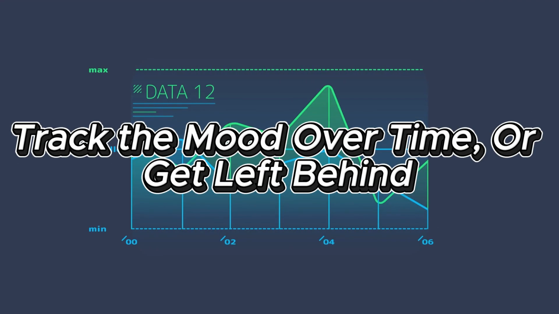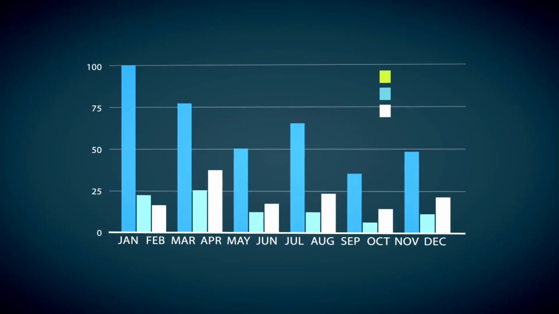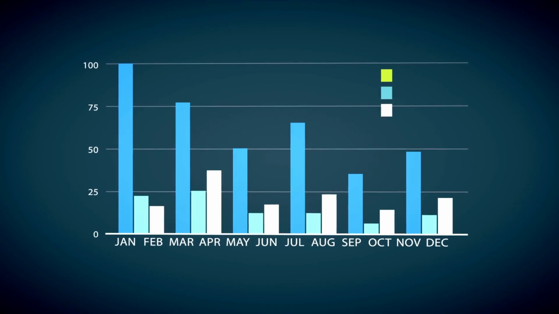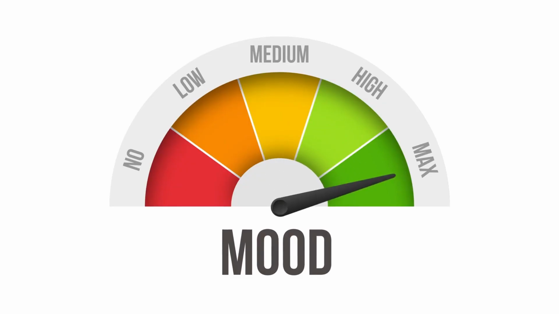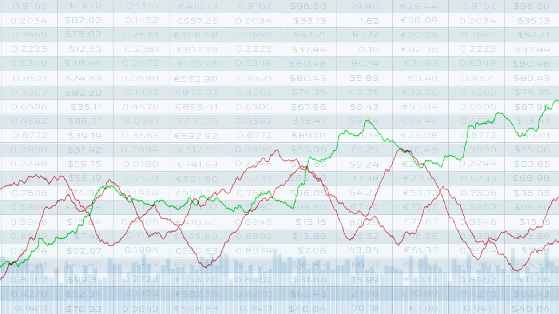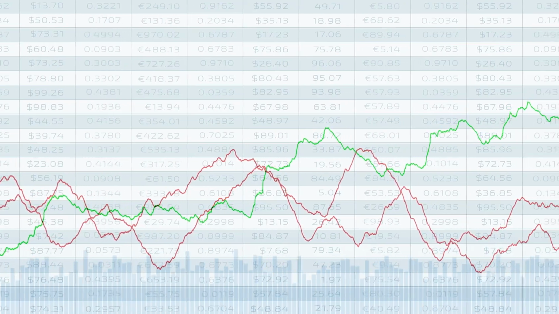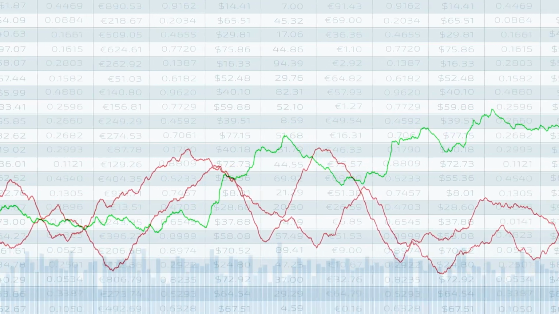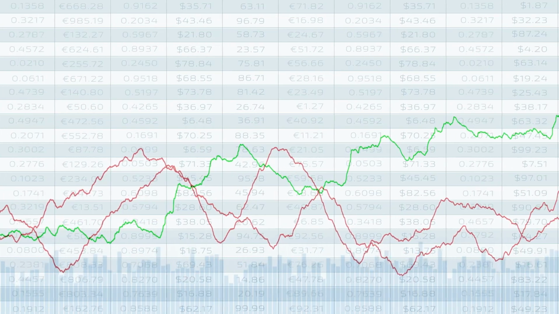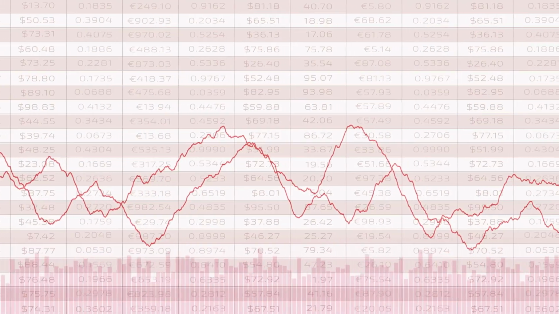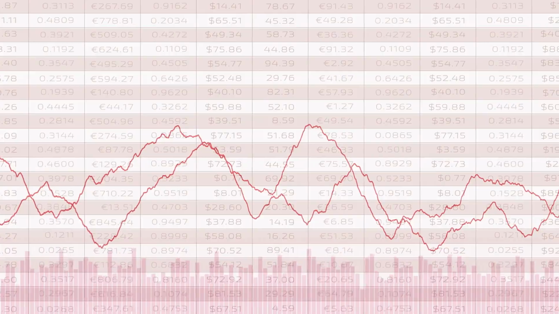Tracking mood over time is essential if you don't want to get left behind. Track sentiment by day and week, and spot emotional spikes after major news. Analyze mood changes by hour. Compare sentiment before and after earnings reports, and use dashboards that auto-refresh every 10 minutes. Overlay sentiment trends with price charts for a complete picture.